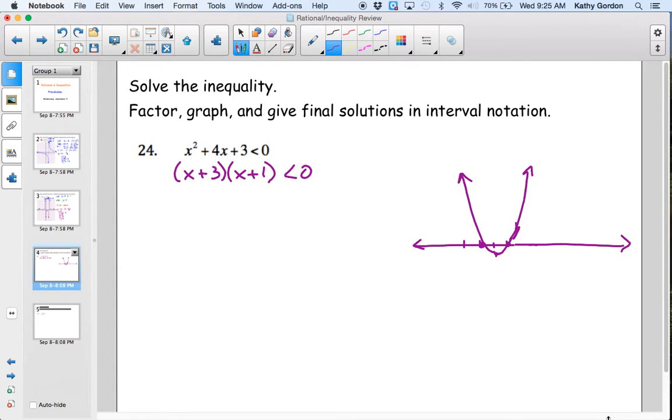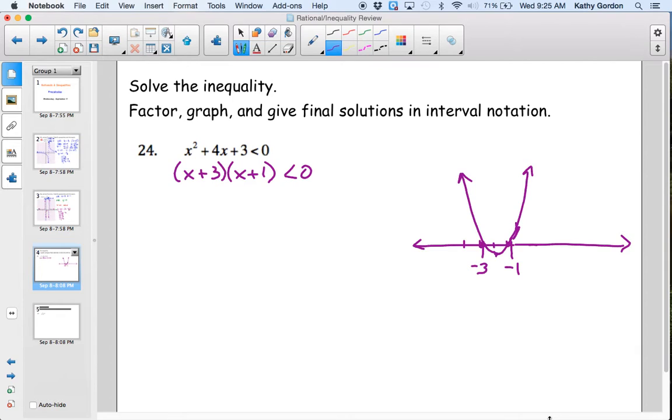So the first thing we have to make sure we understand is, where does it change? Where does the graph go from being above to being below? At the x-intercepts. So here at negative 3, and here at negative 1 is where I actually have the x-intercepts, which come from the factors of the quadratic that I started with. And those points are important because those are the points where my graph changes from being greater than to less than, from being above to below, and vice versa.